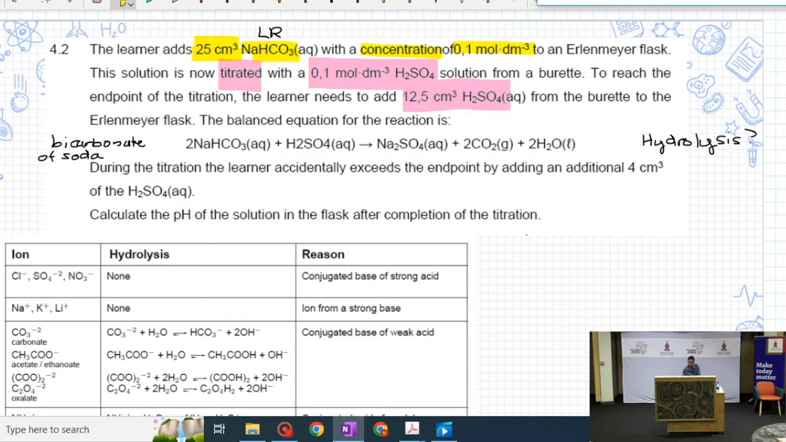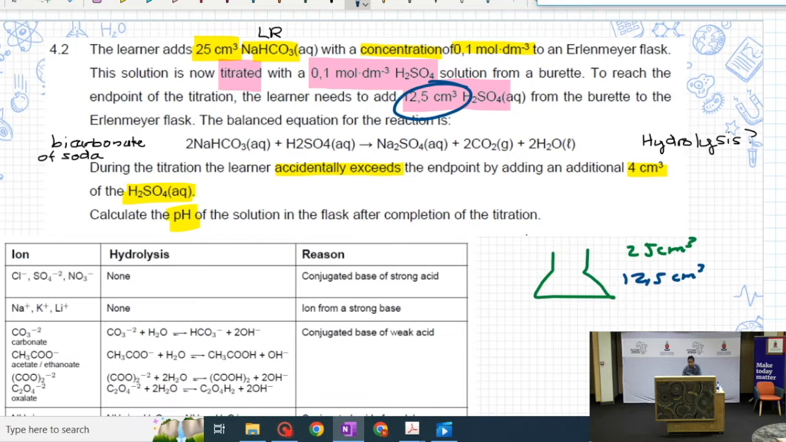They say during the titration, the learner accidentally exceeds the end point by adding an additional 4 centimeters cubed of the sulfuric acid solution. Okay, now they say calculate the pH, but there's just so much information and you're so confused and you're losing your mind. Start off at the top and work your way down. Firstly, we have a beaker and we are adding 25 centimeters cubed to that, or an Erlenmeyer flask. We then go and we add some of this, that is 12.5 centimeters cubed.